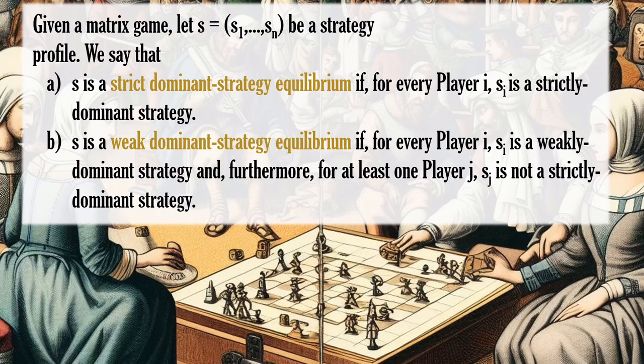We can sometimes determine the outcome of a game based on dominance. Consider a game in the form of a matrix. Let S be the set of players' strategies. S is also called the strategy profile. We say that S is a strictly dominant strategy equilibrium if for each player their strategy in S is a strictly dominant strategy. S is a weakly dominant strategy equilibrium if for each player their strategy in S is a weakly dominant strategy, and moreover, for at least one player, this strategy in S is not a strictly dominant strategy.